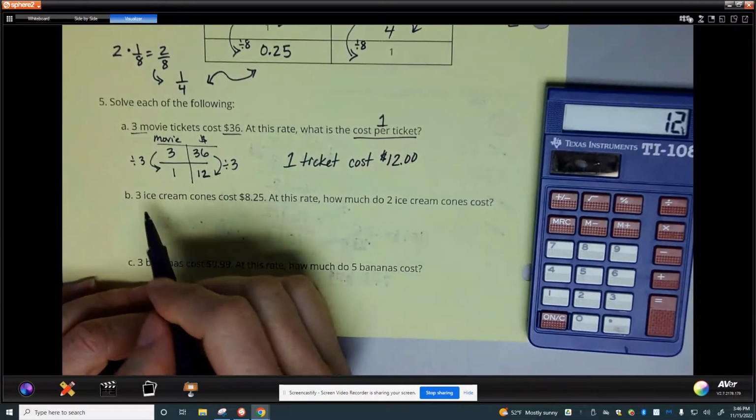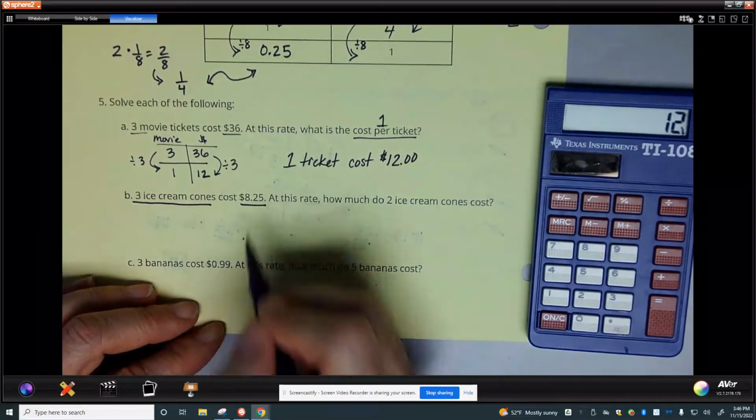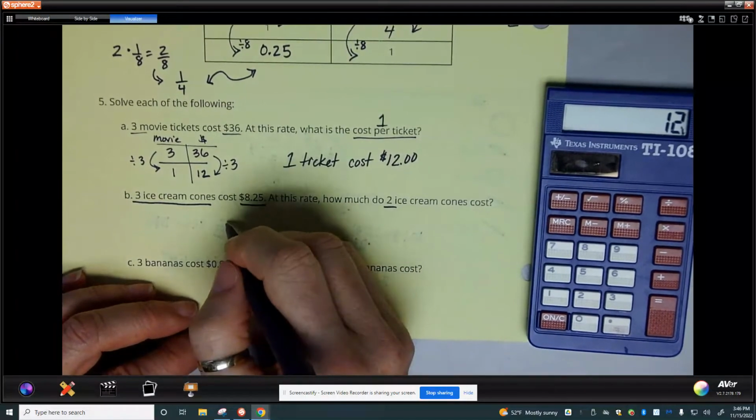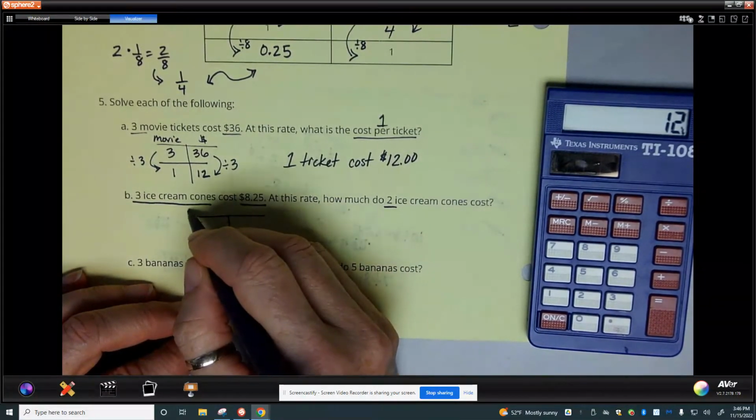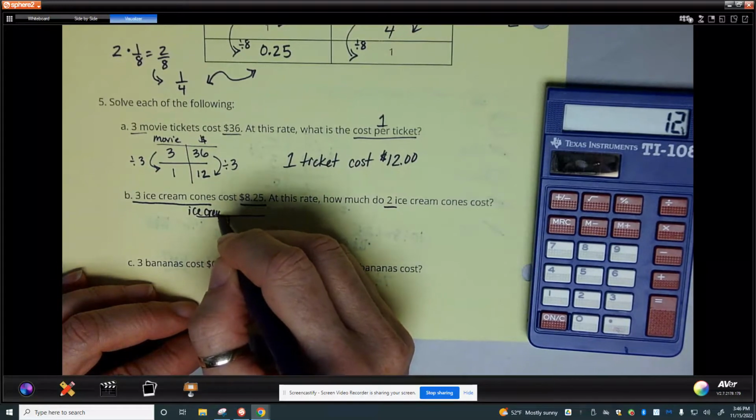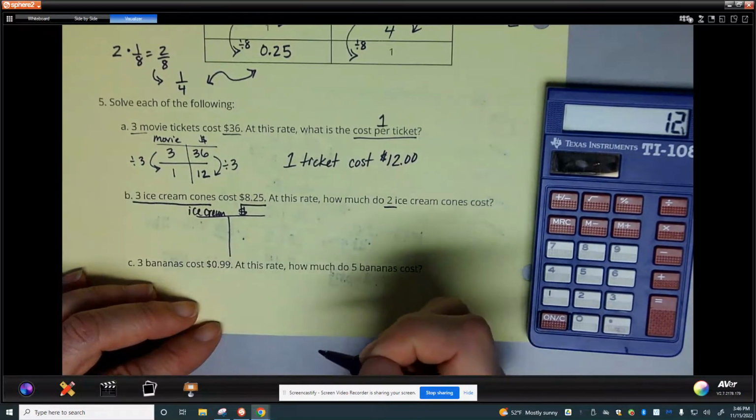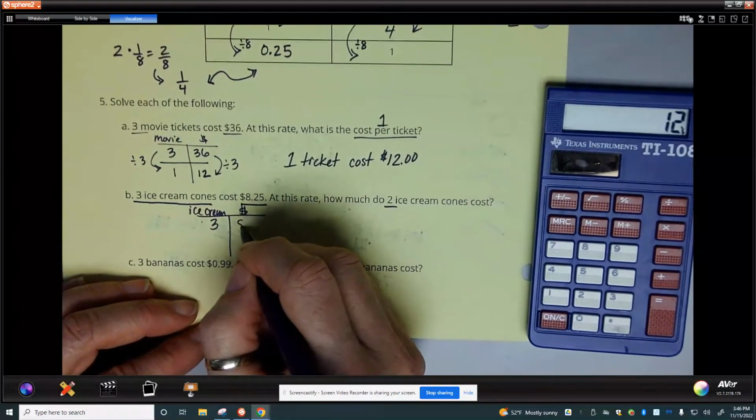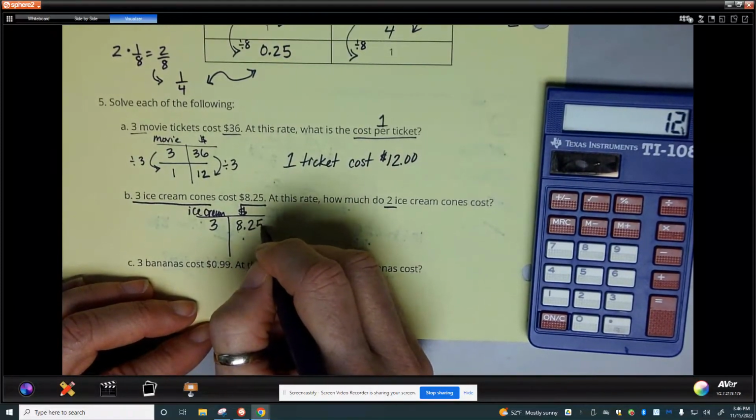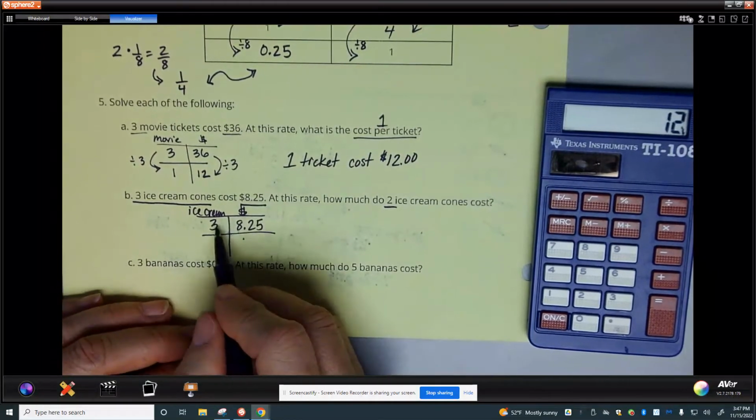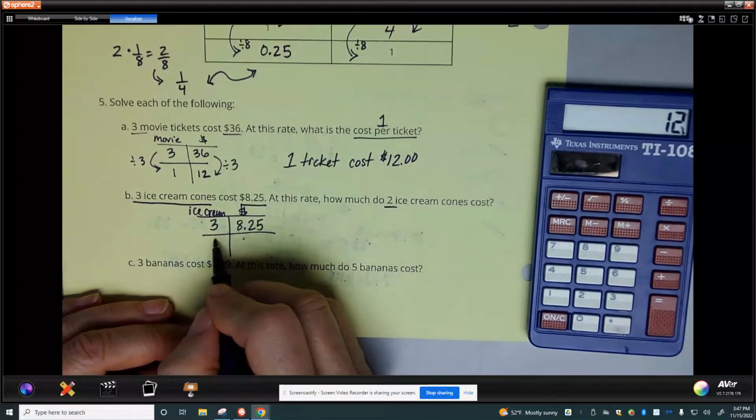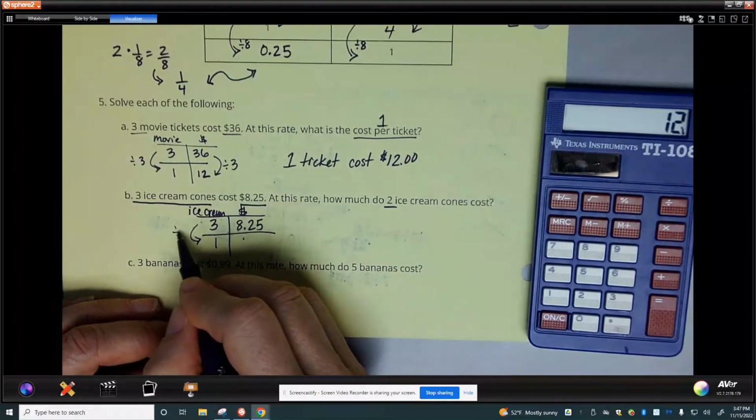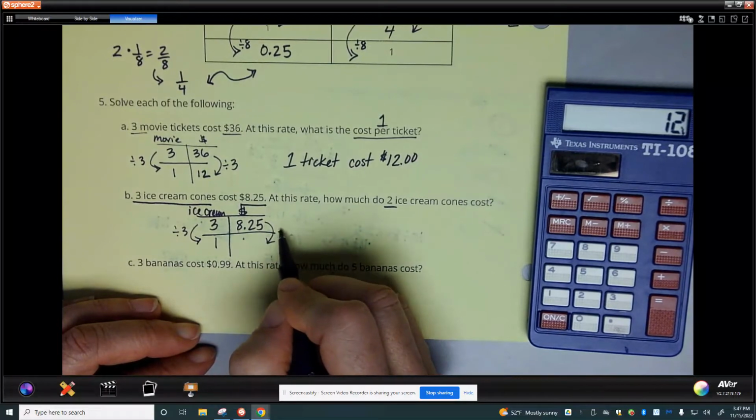Ice cream cones. Our ratio is 3 ice cream cones for $8.25. We need to find 2 ice cream cones. Ice cream and money. You need to have labels so you know what you're doing and you can easily explain it to somebody else. It's not as easy to go from 3 to a 2, so I'm going to go to a 1. Going to 1 is pretty simple. Divide by 3 again.